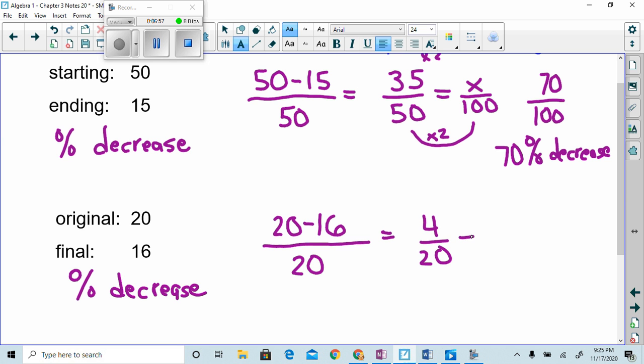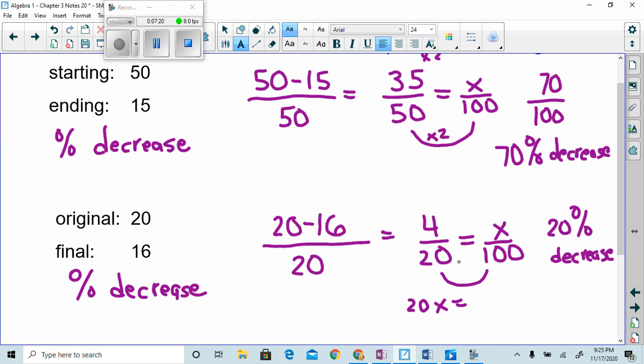And again, we can set up that proportion. This is another one that shows a relationship because 20 is compatible with 100, and that's times 5 and times 5, which gives me a 20% decrease. If you don't want to do this method, which again, to me is a bit of a shortcut, you can still do 20 times x is equal to 4 times 100, which is 400. You go ahead and divide by 20, and you'll get 20% once again. Two methods to get to the same end result.